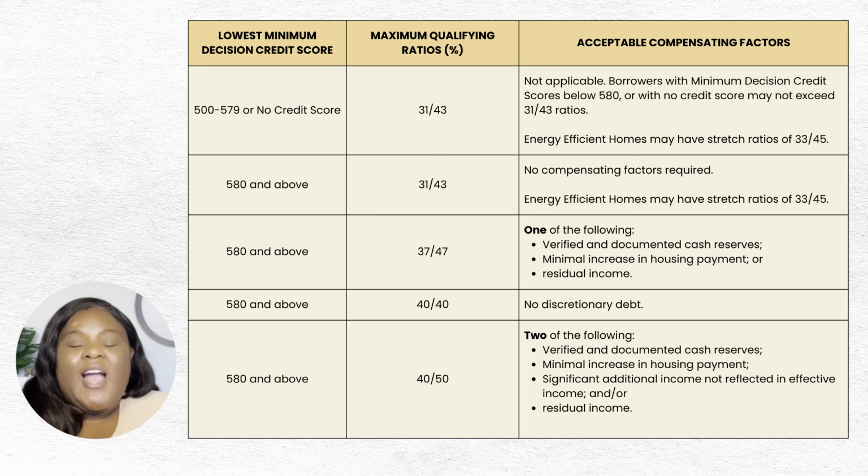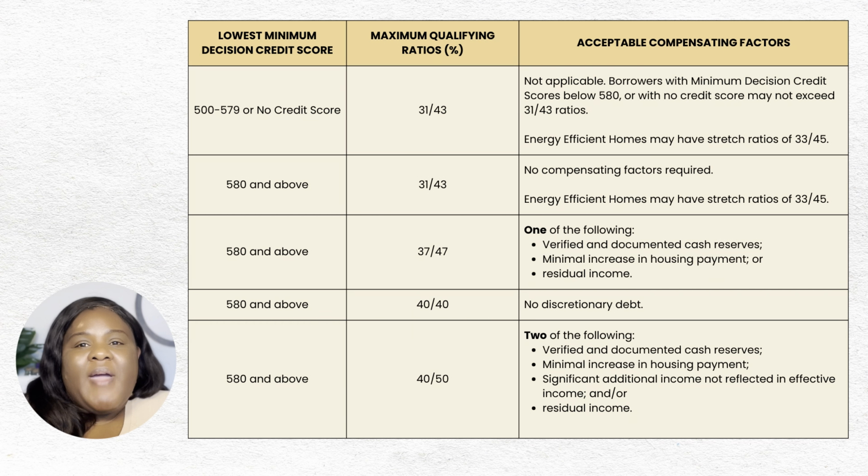Number 3, minimal increase in housing payment. This can be used as a compensating factor if your housing expense is not increasing by more than the lesser of $100 or 5%. Number 4, significant additional income not reflected in effective income. This basically means you have income that we are not already using to calculate your DTI. So if you work overtime and we are not able to use that as effective income for you, we can still use it as a compensating factor to show that you have some additional income.